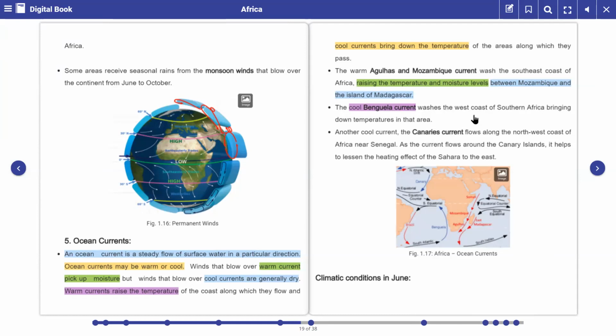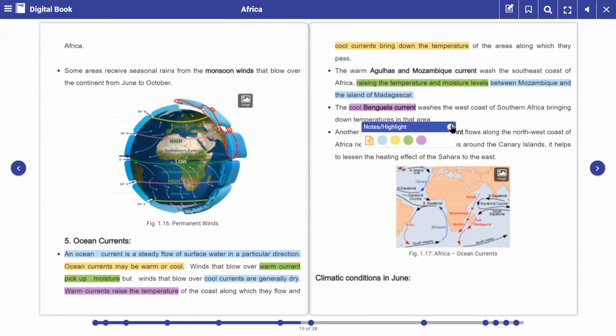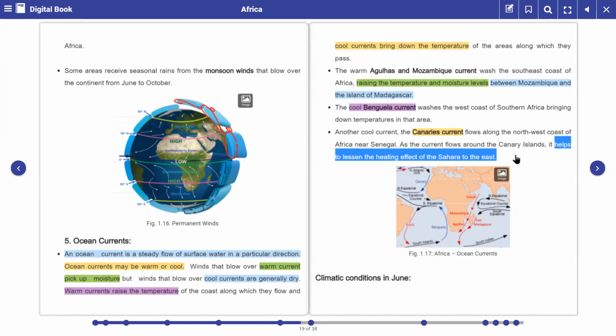Another cool current is what? The Canaries current. Please underline this. Now let's see what work this current does. First, it flows along the northwest coast of Africa near Senegal. As the current flows around the Canary Islands, it helps to lessen the heating effect of the Sahara to the east. This is very important.